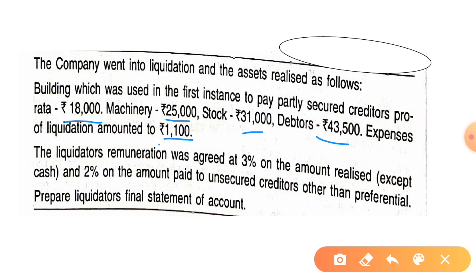Expenses of liquidation 1,100. The liquidator's remuneration 3% on the assets realized except cash, okay, and 2% on the amount paid to unsecured creditors other than preferential. So usually if they have given only this much unsecured creditors, that means what? We have to take unsecured creditors and preferential creditors. On the total amount we have to calculate the commission. But in this problem they have given other than preferential. So preferential creditors we are not taking for calculation of liquidator's remuneration.